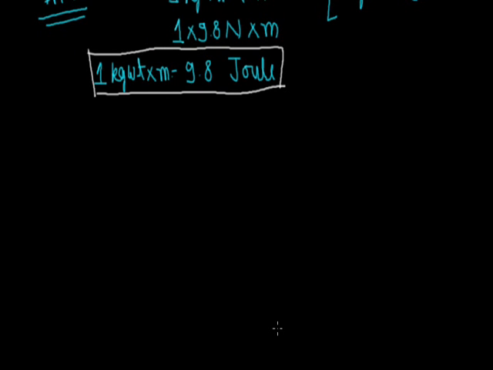We can also define these units. First, the CGS unit, which is 1 gram weight centimeter. It is defined as: 1 gram weight centimeter of work is done when a force of 1 gram weight displaces a body through 1 centimeter in its own direction. And 1 kilogram weight into meter is the SI gravitational unit of work. It is defined as: 1 kilogram weight meter of work is done when a force of 1 kilogram weight displaces a body through 1 meter in its own direction.